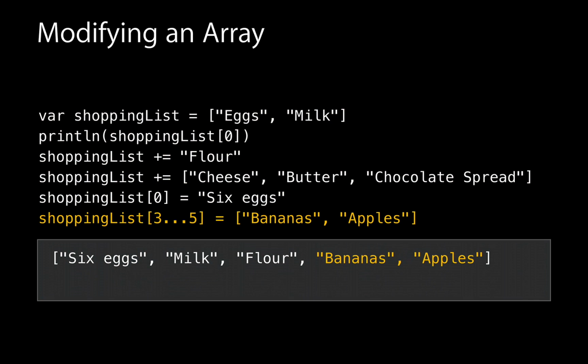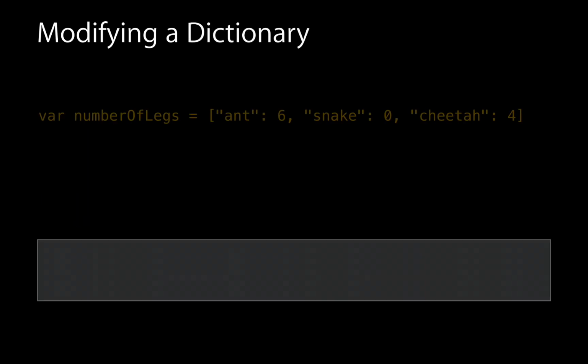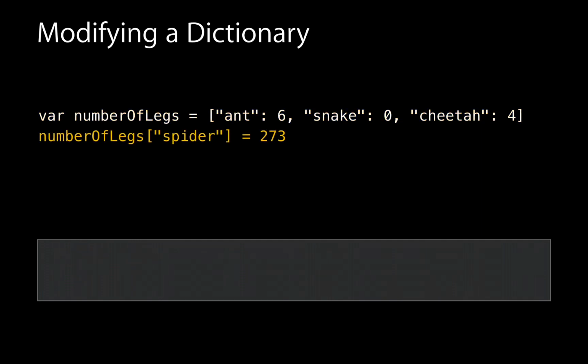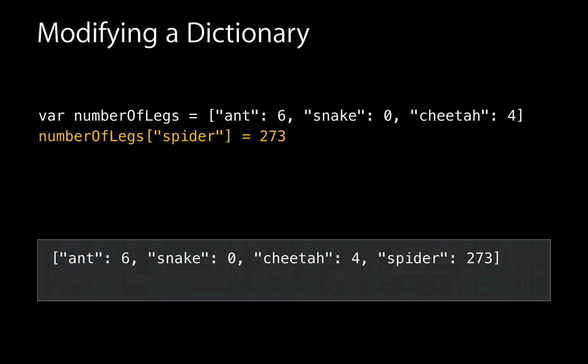So that's arrays. What about dictionaries? Well, we can modify, here's our dictionary from earlier. We have 3 key value pairs for animals and legs. And so we start off with 3, but we want to add a new animal to this array. This is as easy as just assigning a new value for a key that's not already in the dictionary. Here, we're adding the fact that spiders have 273 legs.